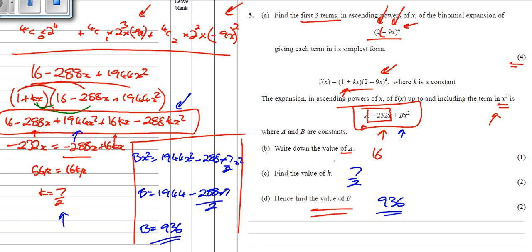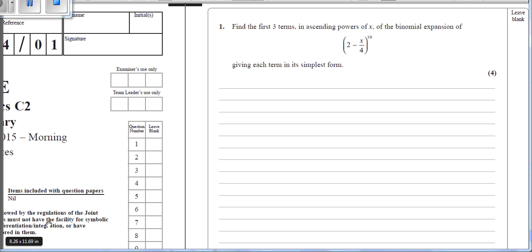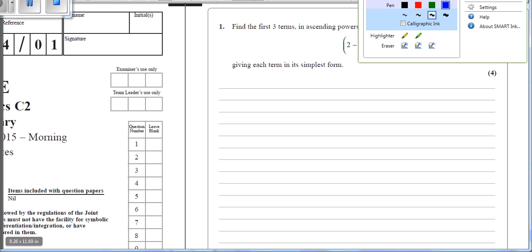So now let's have a look at the 2015 paper and see how that one went. Now, 2015, this was question 1.